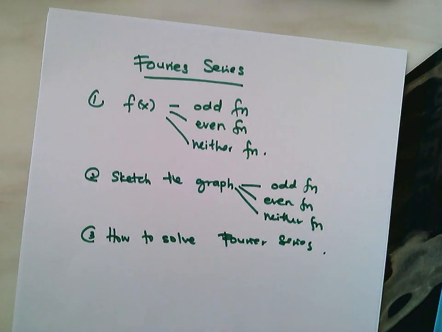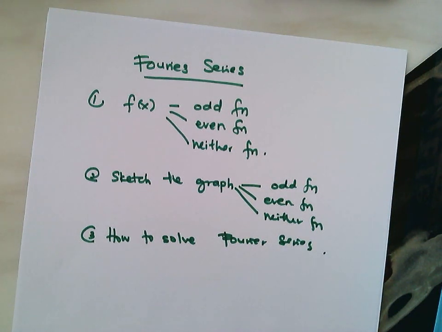So today we are going to proceed with the second subtopic in Fourier series, which is how to sketch a graph. And based on the graph, how are you going to identify whether the graph is an odd function or an even function or neither function? Okay.